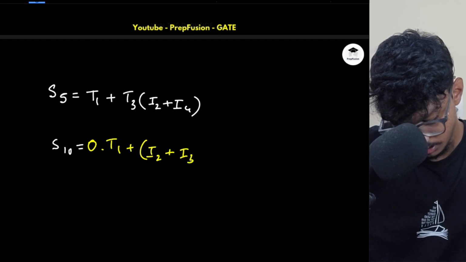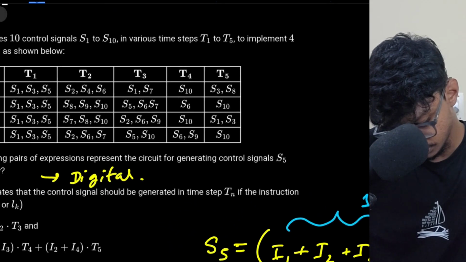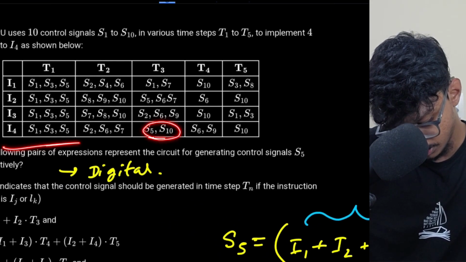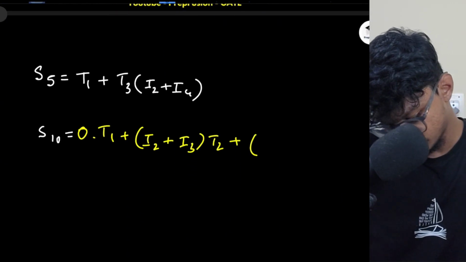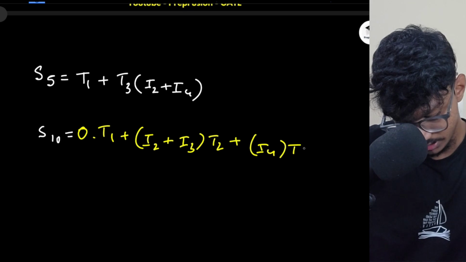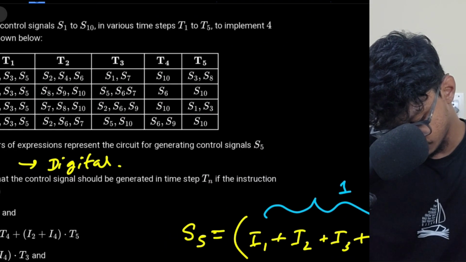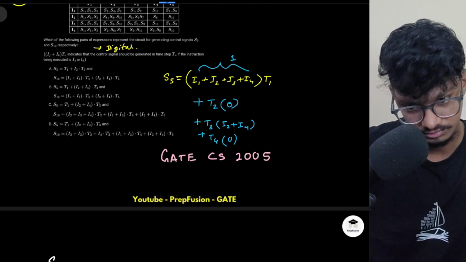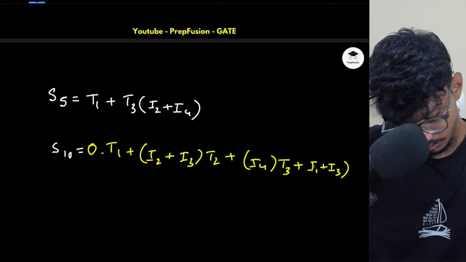I2 or I3 for T2, or in the third clock period, S10 is present only in the instruction I4. So it will be I4 times T3, plus in the fourth clock period, S10 is present in instructions I1 and I3. So I1 or I3 times T4.